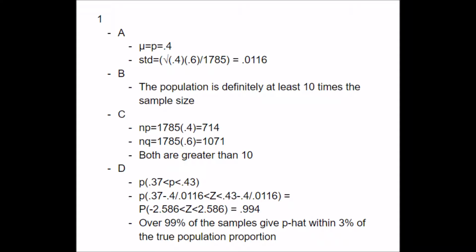And when you do that, you get that the lower z is negative 2.586 and the upper z is 2.586. So you have to find the proportion between those two, which you get to be 0.994. And that means that over 99% of the samples give p hat within 3% of the true population proportion.